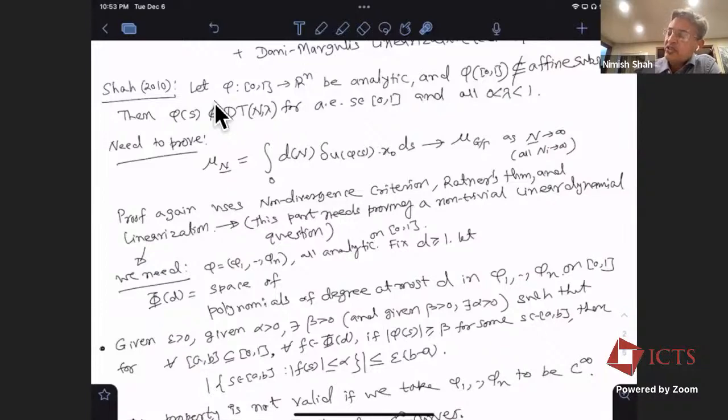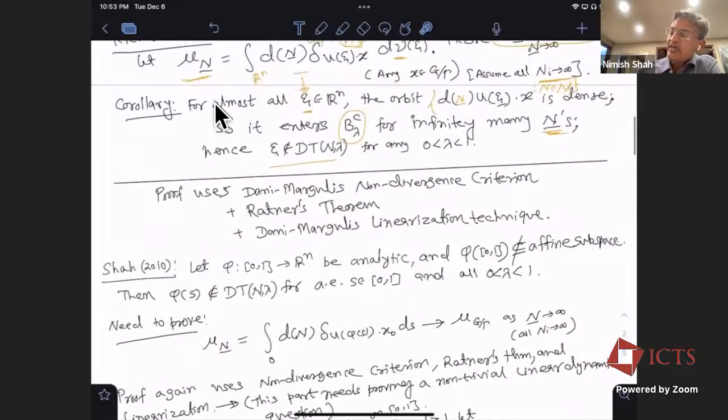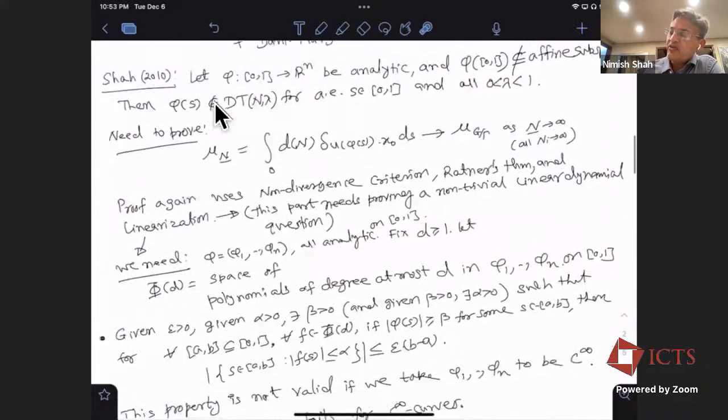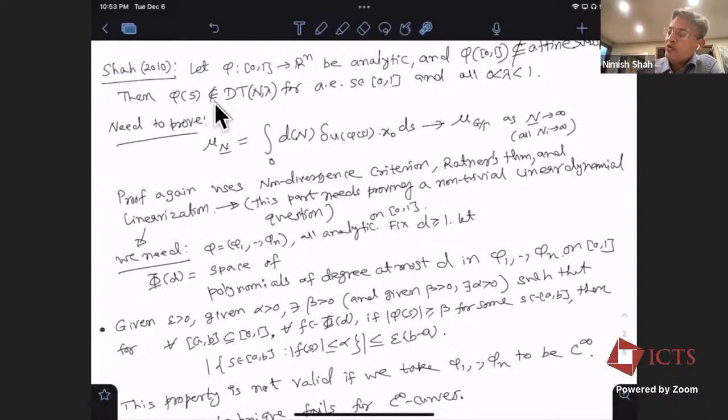In this case, if you just want to follow the earlier technique using Dani correspondence, what you want to prove is that you take x0, and then apply this u of s curve on this x0. So you take this x0 and apply the curve u of s times x naught, and then you translate it by d of n. And this curve will become very long.